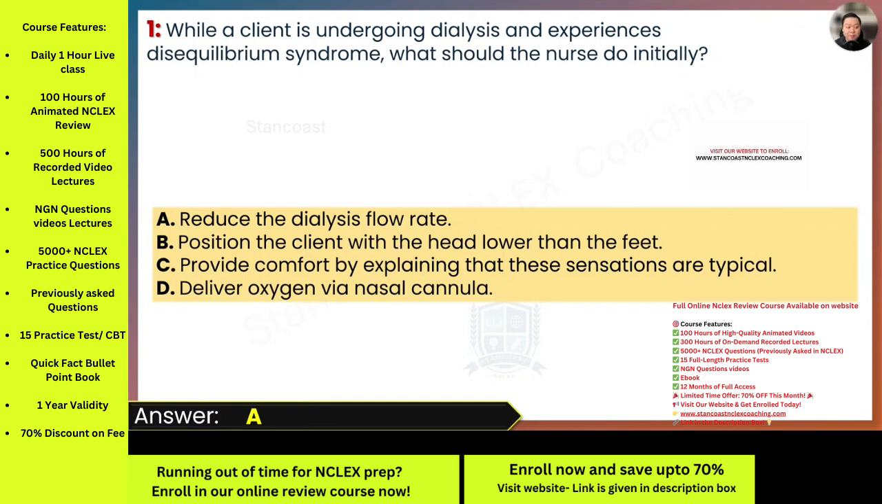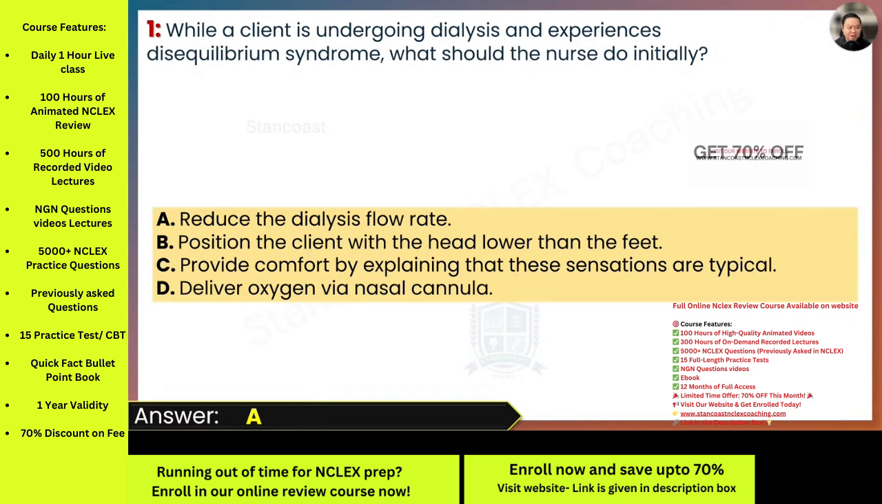Now, what about letter B? This is the Trendelenburg's position, right? And so this is something that the nurse should not do because this can increase the intracranial pressure, which could worsen the cerebral edema. Since the dialysis disequilibrium syndrome already involves brain swelling, when you lower the head, this is going to worsen the situation.